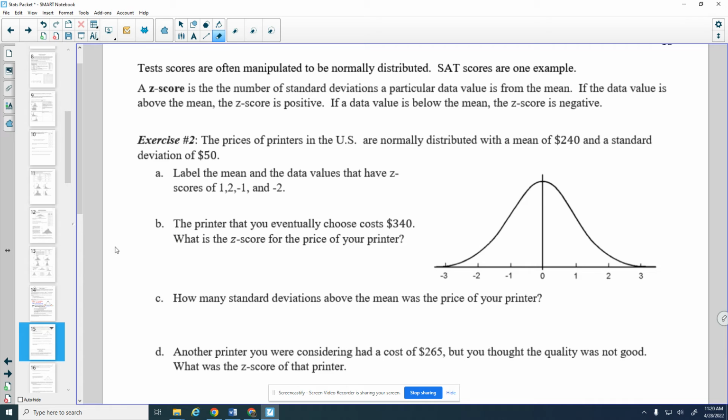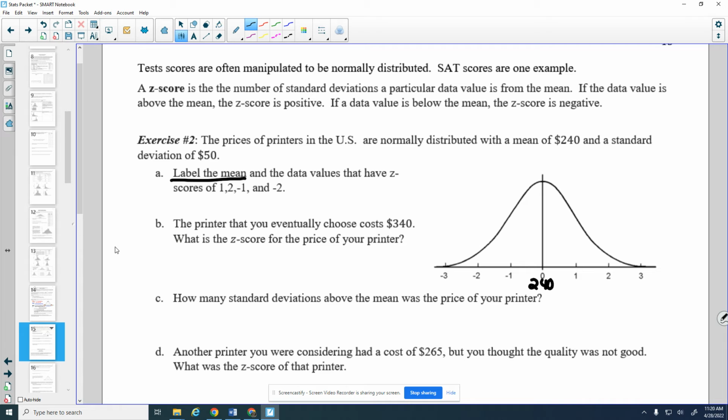So right now we are going to label the mean for this situation. It says the price of printers in the US are normally distributed, so we can use the normal curve, with a mean of 240 and a standard deviation of 50. So the mean, we know, goes in the middle. So I'm going to put 240 right here on the z-score of 0. And then we're going to label the 1 and the 2, the -1 and the -2.